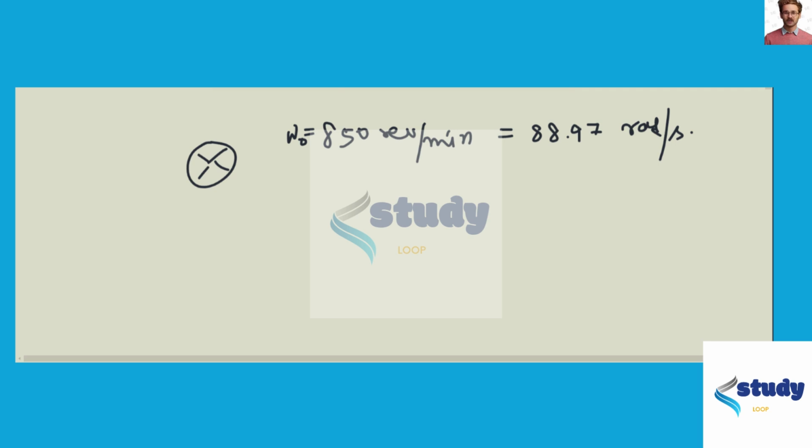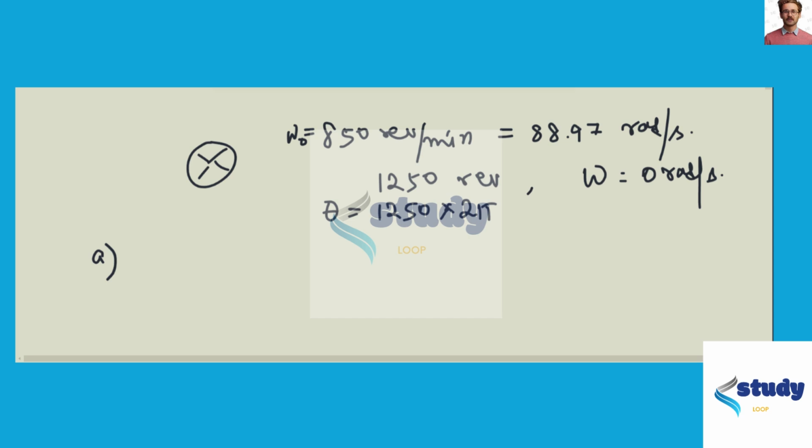And this cooling fan turns 1250 revolutions before it comes to a complete stop. So when it comes to complete stop, final angular velocity will be 0 radians per second, and the angle traced or the angular displacement in this process will be 1250 times 2 pi radians. And we need to determine first the angular acceleration of this cooling fan.